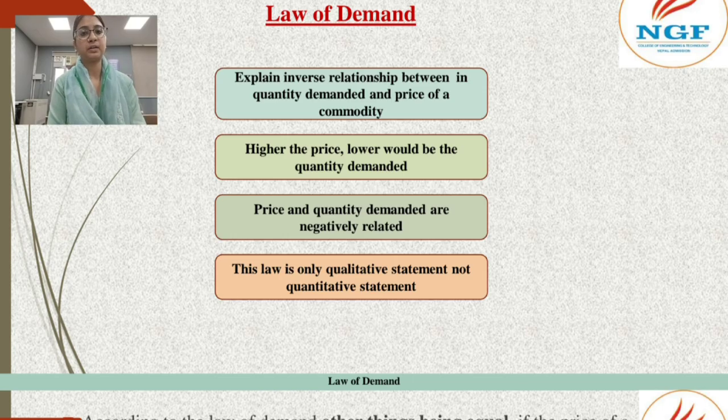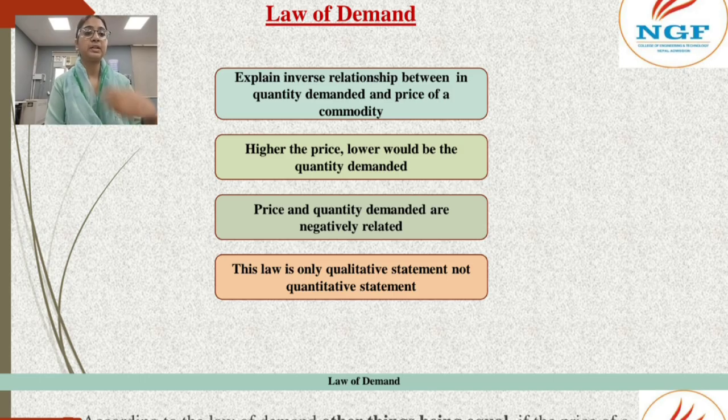For example, there are two products, Coke and Pepsi. Both prices are rupees 10, and when the price of Coke decreases from rupees 10 to rupees 8, the quantity demanded of the Coke will automatically increase. And this happens in our normal life. When the price of a commodity is decreased, we purchase more of that product.